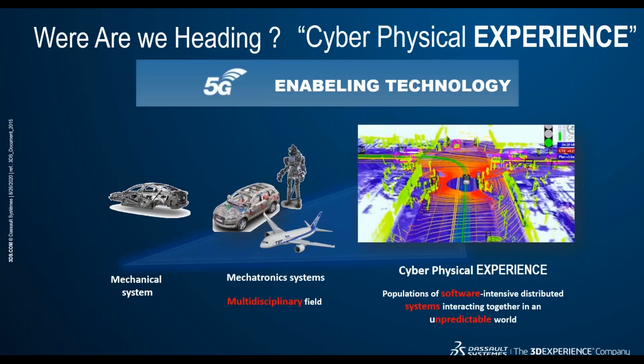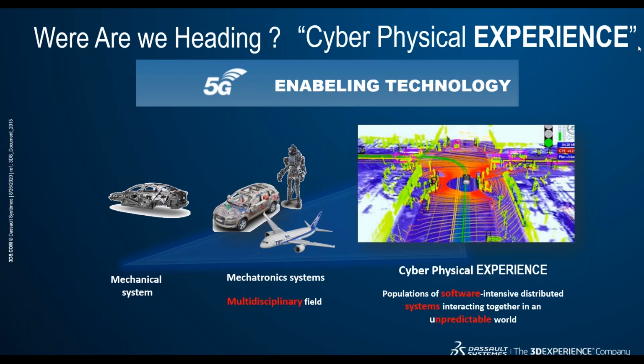When we talk about where we are heading, let's take a look at some history. Many years ago, we had mechanical systems, and you put things together. Then we went into mechatronics. This is really exciting. We put systems engineering together. We've done multidisciplinary engineering, with electronics and software, and you really developed a system. Where we're heading to is what we're calling cyber-physical systems or cyber-physical experience. This is where things become very software intensive, and it's a systems of systems.